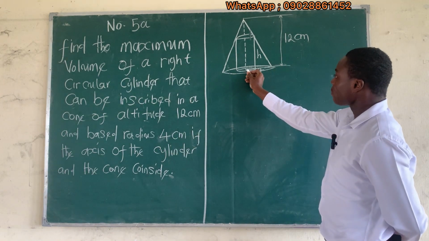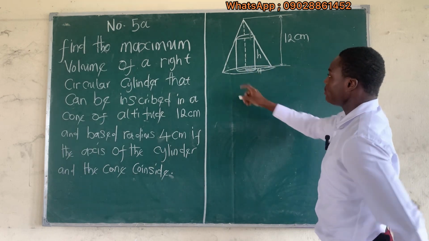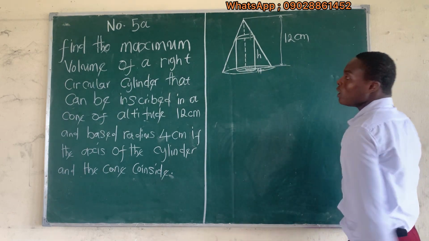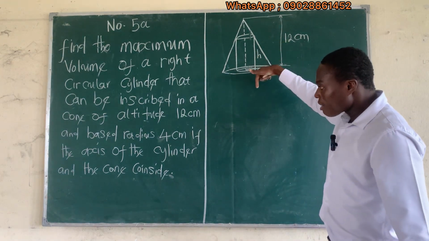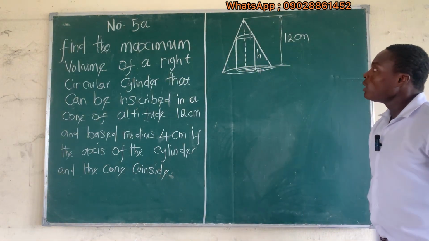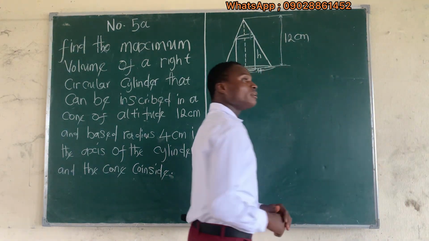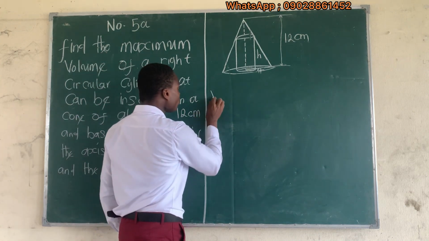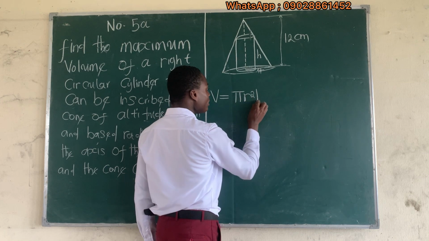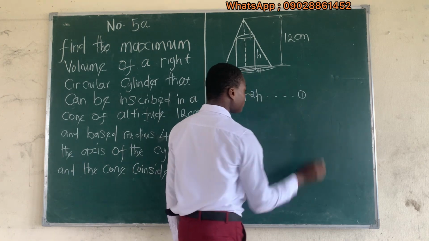Remember, the radius is from the center to any part of the circumference. So from this center down to this part here gives us the radius of the cone. But the cylinder is inscribed inside of the cone, and we have to find the volume of the cylinder, not the cone. Now, first thing we are going to do, let's recall the formula for finding the volume of a cylinder. We know that the volume of a cylinder V is equal to pi r square h. This is what we have, so let me just quickly call this equation 1.